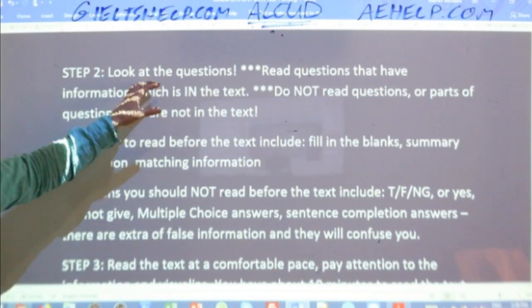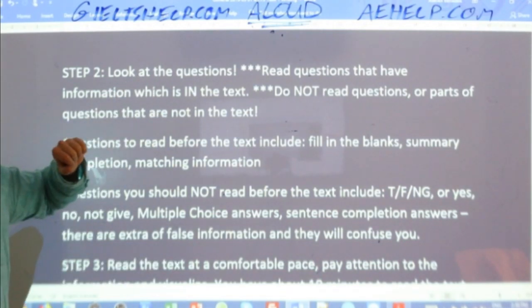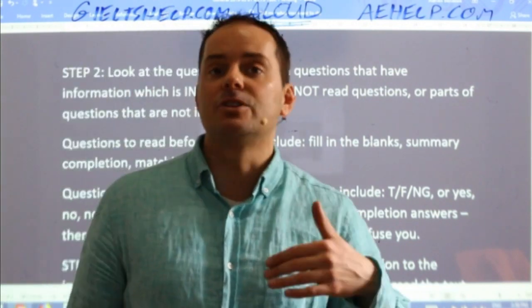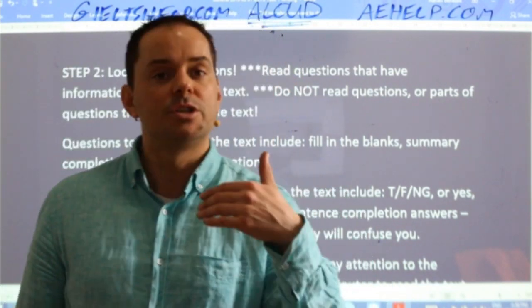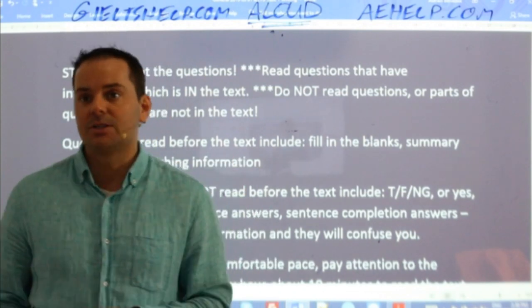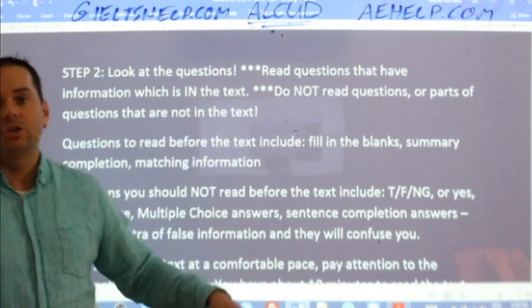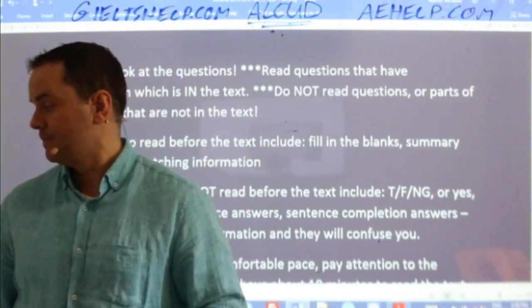Step 2, look at the questions. If it's information that's in the passage, read it. If it's true, false, not given, multiple choice, don't read it, just like we had some here, okay? Don't waste time. Step 1, step 2 should take you maximum 2 minutes.